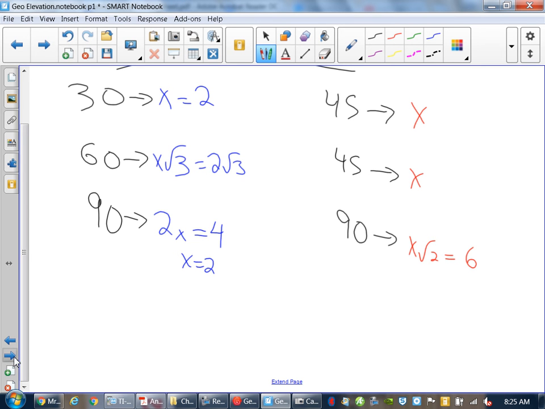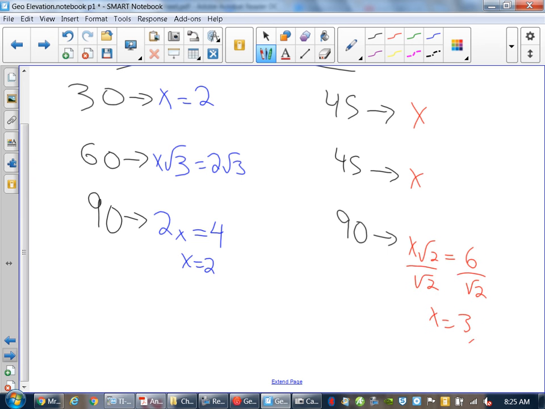Now, remember, it's not bad to worry about it. This is x times the square root of 2. How do you undo multiply? Divide. Your calculators do that for you. You take 6 divided by the square root of 2. And you're going to get 3 root 2.